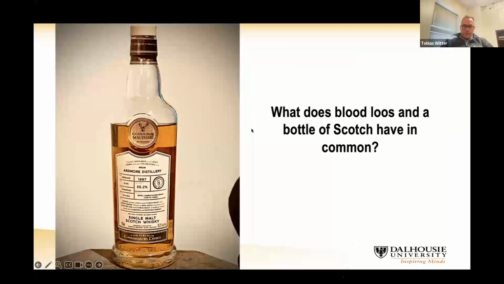What does a bottle of scotch and blood loss have in common? So if I open my bottle of scotch here and I measure the alcohol content, it's going to be 55%. Similar to hemoglobin, if I draw hemoglobin from me right now, it's going to be 160 or so. Then I finish my bottle of scotch, almost drink it down to here, and I measure my alcohol content again, and it will still be 55%, despite the fact that my bottle is almost empty.